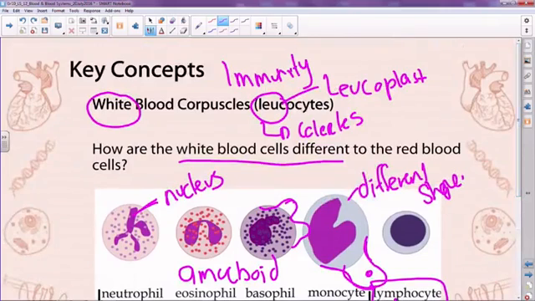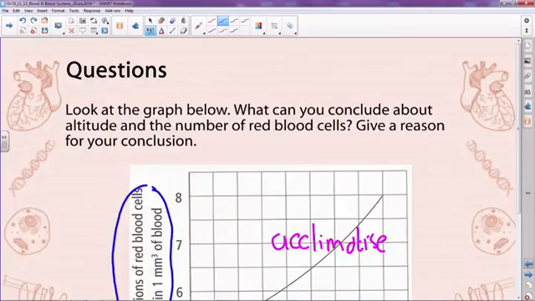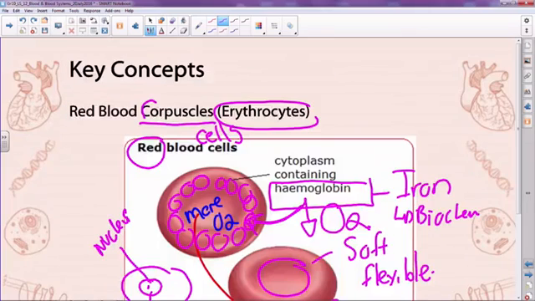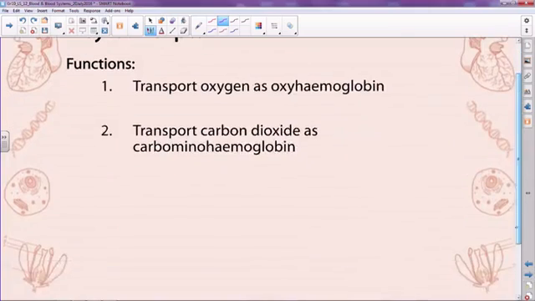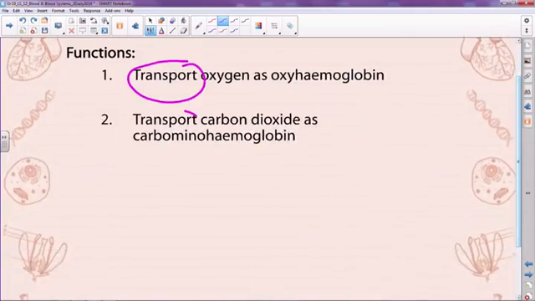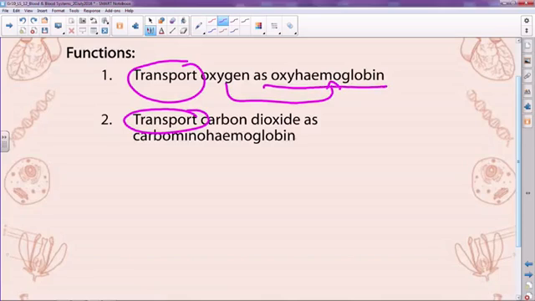When we looked at our red blood cells, two words that I hope you don't get too scared by. Our red blood cells transport. They stay in the blood, and they transport. You're going to learn about it in grade 11, that when oxygen combines with the hemoglobin, it forms oxyhemoglobin. And when carbon dioxide joins with hemoglobin, nice big word there, it forms carbaminohemoglobin.